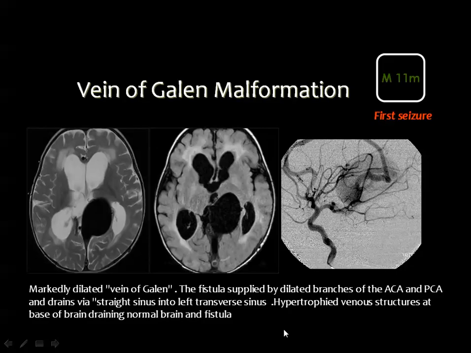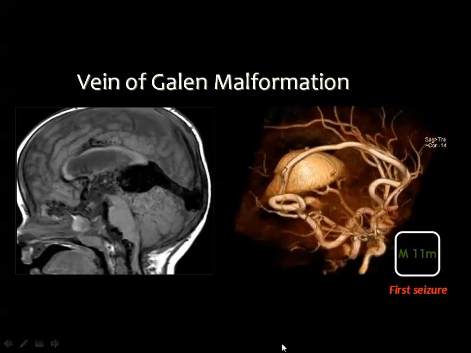This is also a case of vein of Galen malformation, and you can see this large aneurysmally dilated signal void structure in the region of the quadrigeminal cistern corresponding to the site of the vein of Galen in the T1 and in the T2 weighted image, and this is the angiogram showing the abnormality.